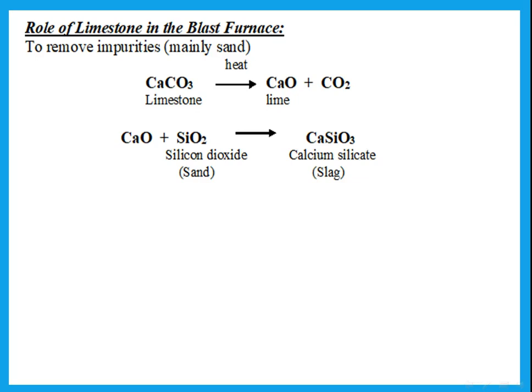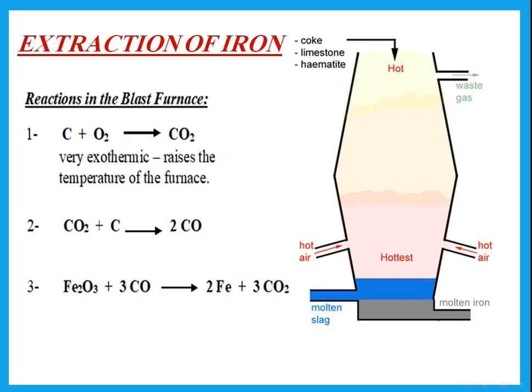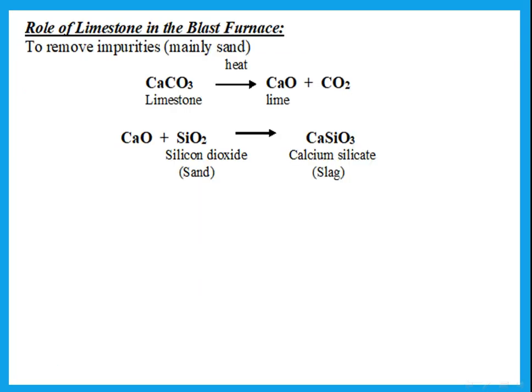Of course, the carbon dioxide gas, if you remember the furnace, let's go back to the furnace. Can you see the opening at the top that says waste gas? So any gas that is not required in the blast furnace will go out from that top opening. So carbon dioxide can either be used again or it will just go out. And I have now lime, which is calcium oxide.